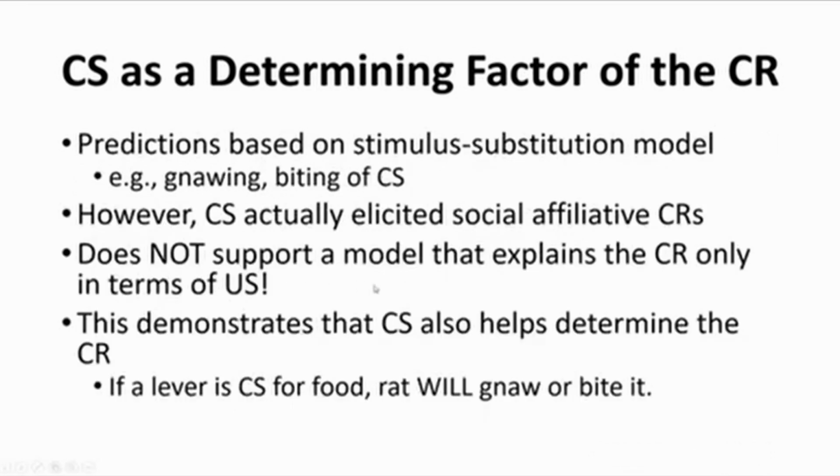So this doesn't support our stimulus substitution model. This tells us that our conditioned stimulus itself is also involved in determining what our conditioned response should be. So basically, we're saying that it's going to depend. Sometimes the conditioned response and the unconditioned response are going to match, and sometimes they will differ based on other factors. So long story short, it's a lot more complicated than what you would have initially been taught.